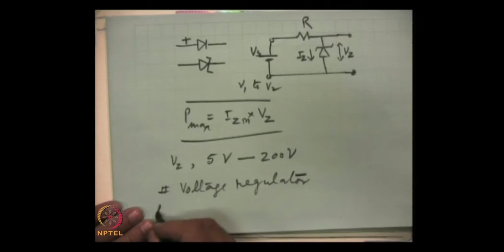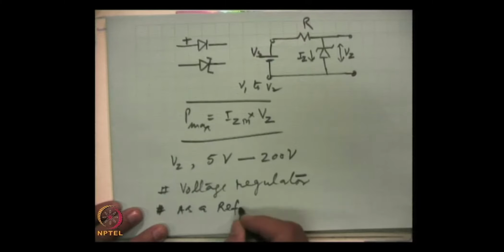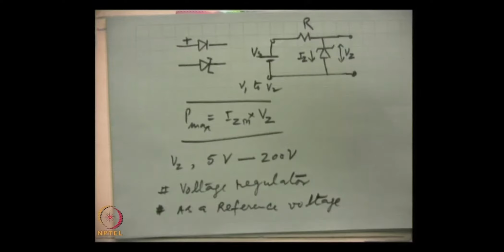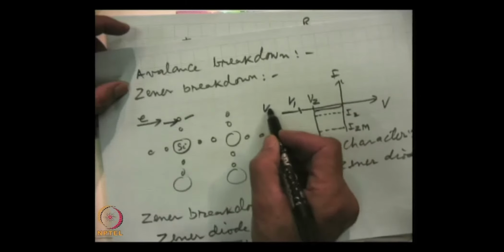That is, as a reference voltage. There are many situations in electronics where we require a reference voltage, so that other voltages may be compared with it, and invariably a Zener diode of appropriate breakdown voltage will be the reference voltage, and we can use this device conveniently.